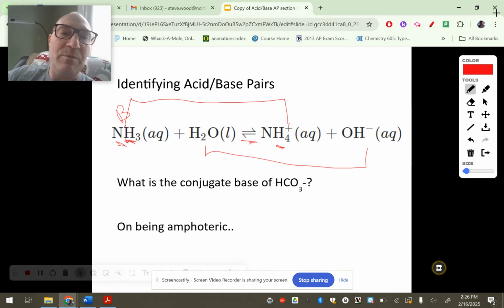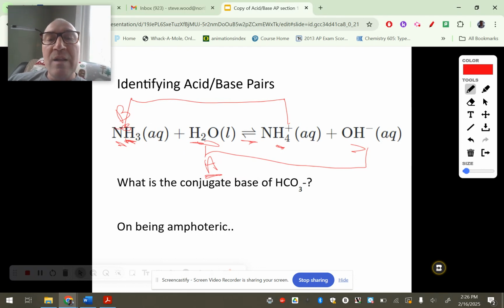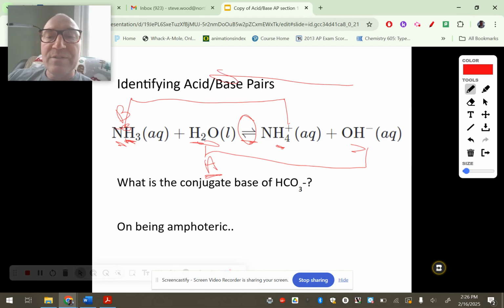It's acting as a base because it wants to accept. And then this guy, water here, is an acid. Do you see how it starts with 2 H's and only ends up with 1? So on the left-hand side, this is an acid. That would be the water, and this is a base. Ammonium's a base. Now, since there is a double arrow, this reaction also goes to the left, and so we have to look at it from the opposite direction.